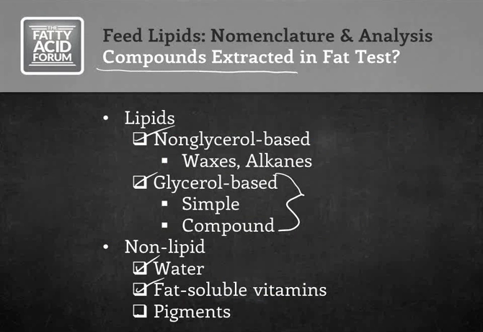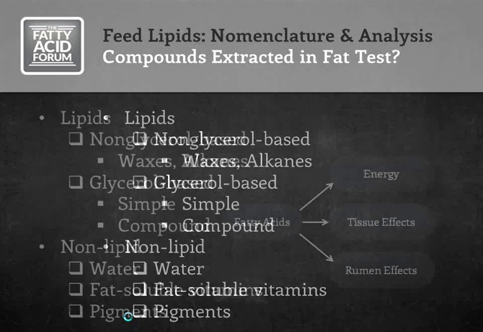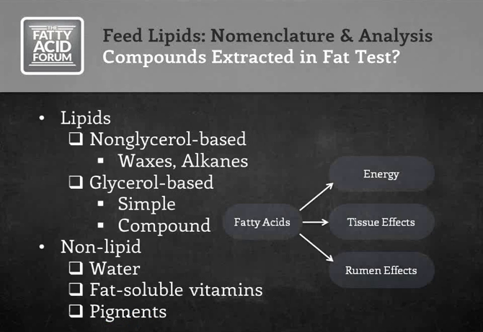But in addition to that, they remove non-lipid fractions as well. So if there's a considerable amount of water remaining, it can be removed and counted as fat, along with fat-soluble vitamins and pigments. So there are a variety of non-lipid components that can swell up or inflate the lipid value that you get back on your analysis sheet from the laboratory. Now, among all these lipids that are present in the feed, what's really important for animal health and production is the fatty acid portion that's found in the simple and compound lipids.